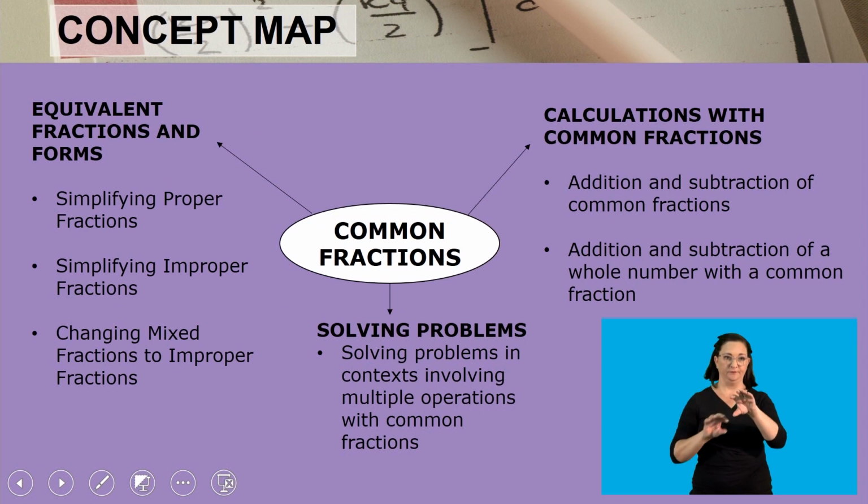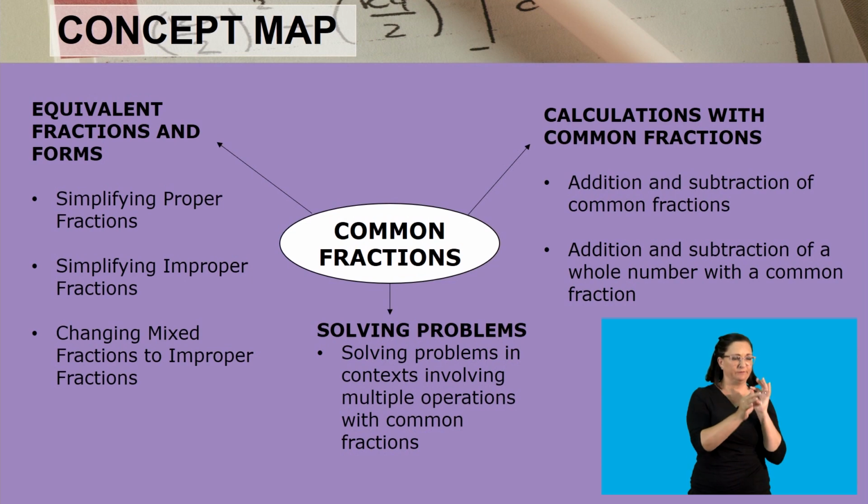The concept map for this lesson is going to focus on 3 areas. Number 1, equivalent fractions and forms, where we are going to be looking at simplifying proper fractions, simplifying improper fractions, and changing mixed fractions to improper fractions. Then we are going to be looking at calculations with common fractions, where our focus is going to be on addition and subtraction of common fractions and addition and subtraction of whole numbers with a common fraction. Then lastly, we are going to be looking at solving problems, where we are going to be solving problems in the context of multiple operations with common fractions.